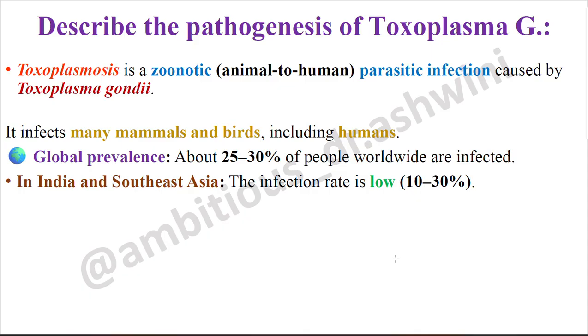Now we will see the pathogenesis of Toxoplasma gondii. So toxoplasmosis is a zoonotic, that is animal to human, parasitic infection caused by Toxoplasma gondii. It infects many mammals and birds including humans. Global prevalence is about 25 to 30% of people worldwide are infected. In India and Southeast Asia, the infection rate is low, that is 10 to 30%.